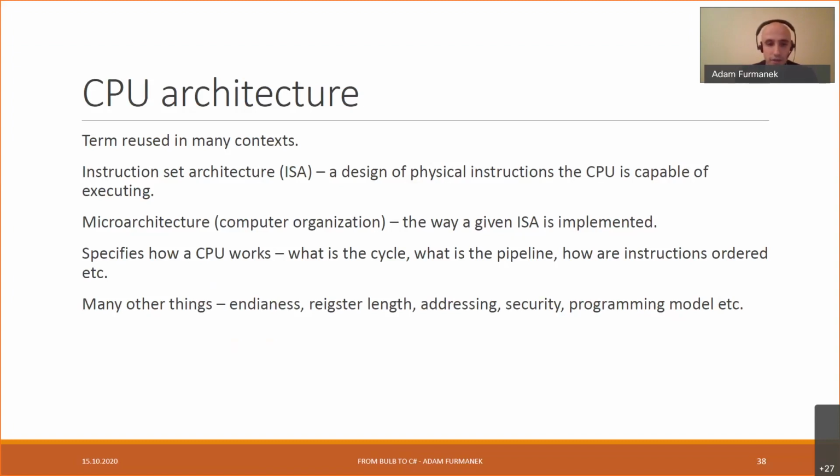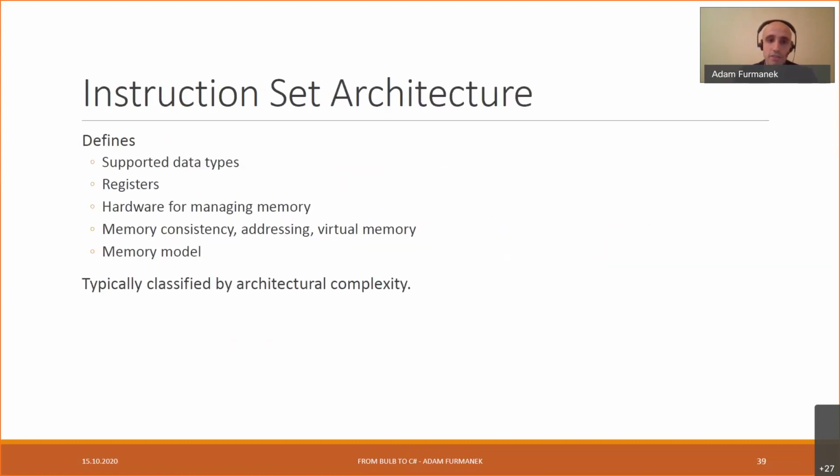The instruction set architecture specifies what data types are available, which registers we can use and how they behave depending on the instructions we execute, how the hardware for memory works, what the memory consistency is, etc. All these things we can classify depending on the architectural complexity.